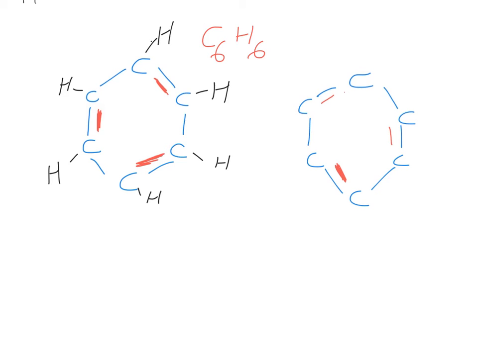So I've shifted the double bonds over one. That doesn't change my number of hydrogens, but it does change the location of those double bonds. So, which is the correct form of benzene? How does benzene actually exist?